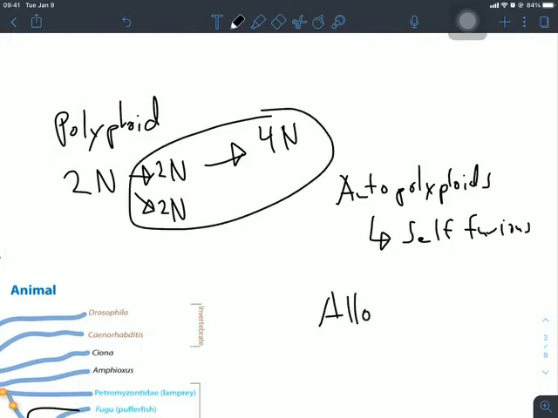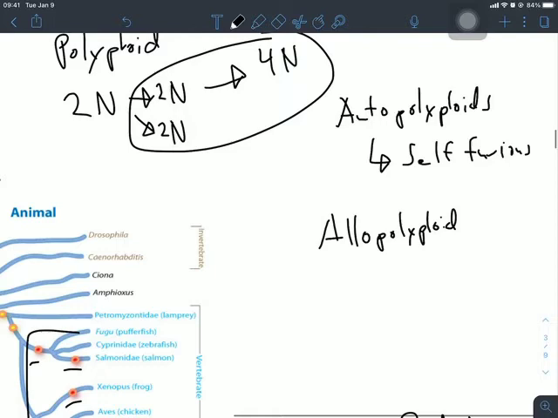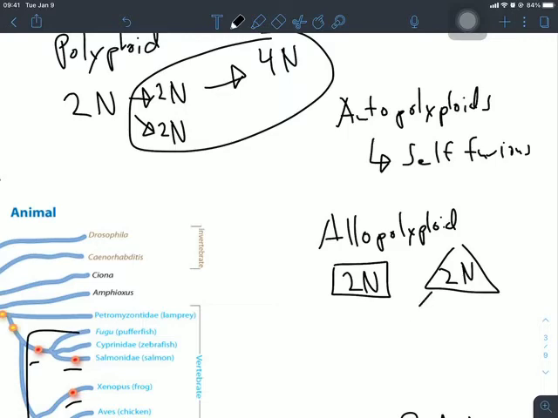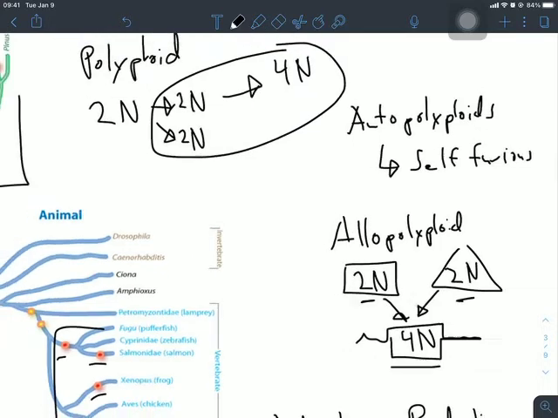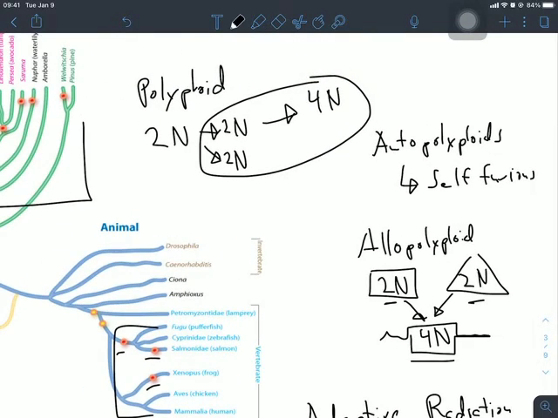In allopolyploid events, you can get the diploid gametes from two very different species to fuse, and they will form a brand new species that is still a polyploid, a fusion of two diploids, but it's also a hybrid from different species. So there we have our differences between our auto, meaning self within a single species, and allopolyploids of other species.